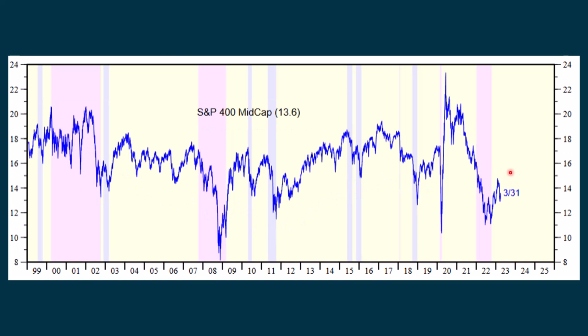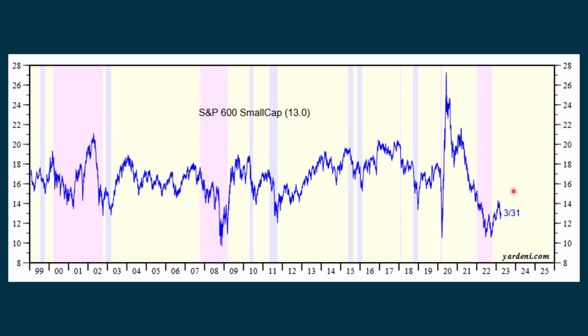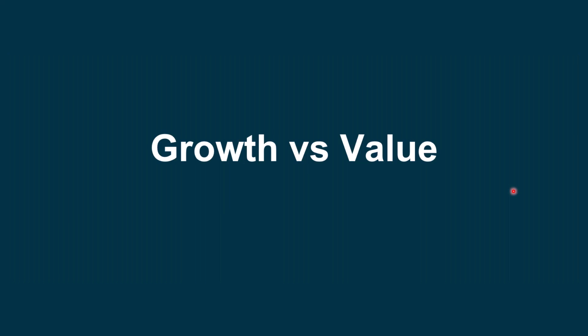Looking at the mid-caps, we have a PE ratio of 13.6. We're under that 15 level, so mid-cap stocks are a little inexpensive. And the small caps currently have a forward-looking PE ratio of 13, again, in between that 10 mark of being inexpensive, but yet underneath the 15 mark of being fairly priced. And these adjust every day as prices go up and down and as earnings forecasts are adjusted.